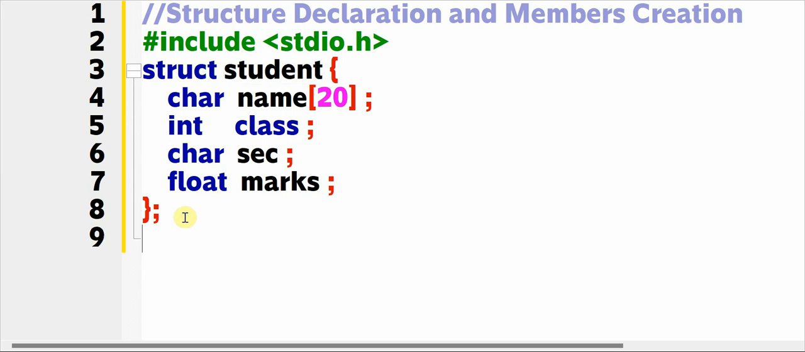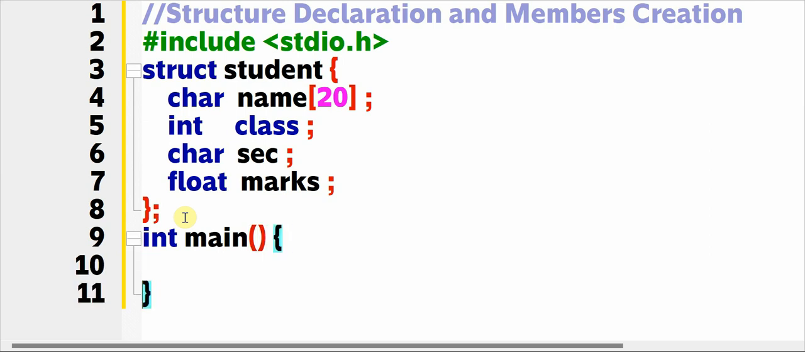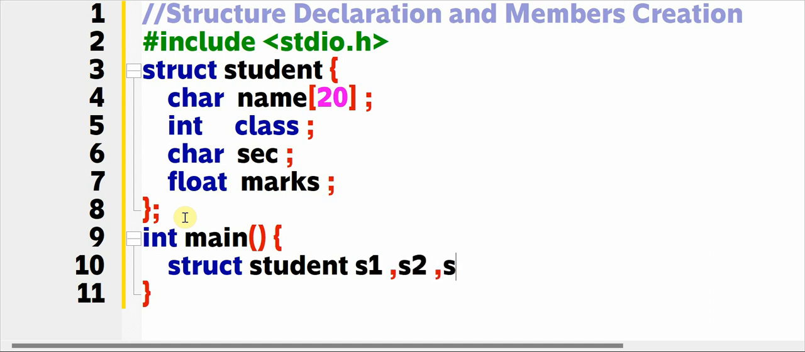Next, if you want to define the members of that structure, this is how you declare it. You go to int main and then declare the variables. There are two ways of declaring variables. We'll see one by one. Either you can write struct student and then start giving variable names here, s1, s2, s3, like this. This is one way of declaring: the name of the structure, and then you define the variable names s1, s2, s3. I will show you one more way of declaring.